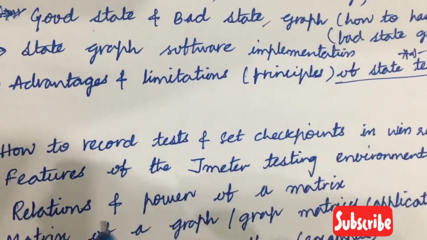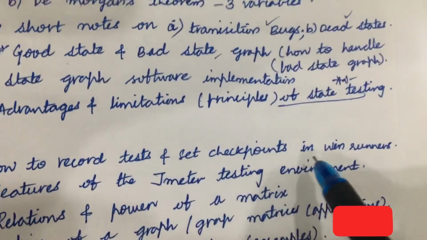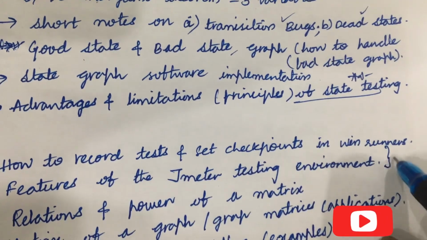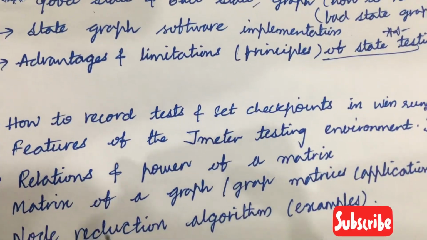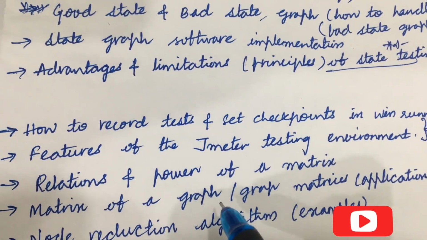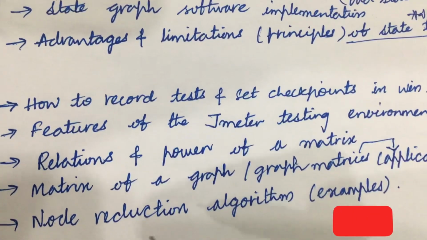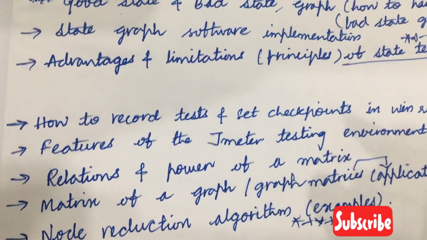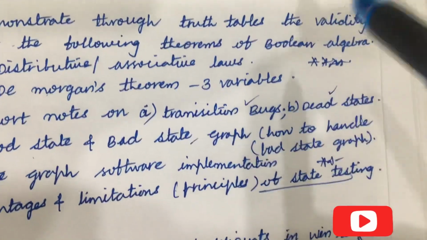You can score good marks in this course later. How to record, test and set checkpoints in WinRunner, as well as the features of the JMeter testing environment. From these two questions, I can assure you all that 1 question will surely be a guaranteed question in the question paper. Later, the relations and power of a matrix, matrix of a graph, and graph matrix applications is also asked several times. Later, node reduction algorithm and example. This may also be one of the guaranteed questions, that may be 8A as well as 8B from this unit, and 7A and 7B from this unit.